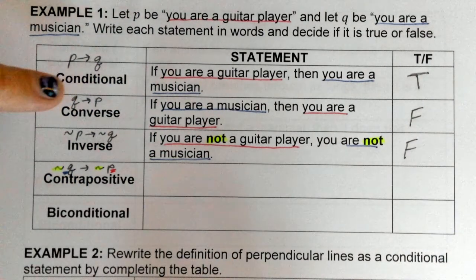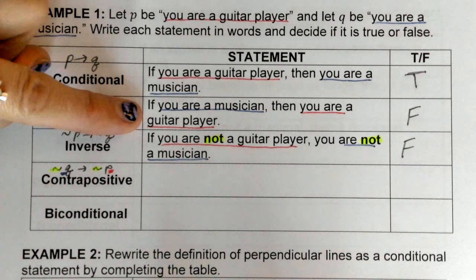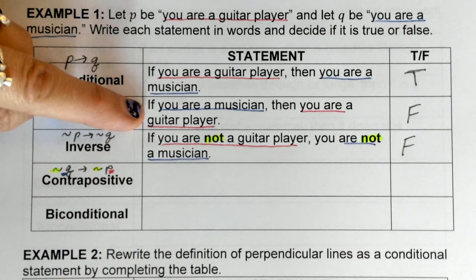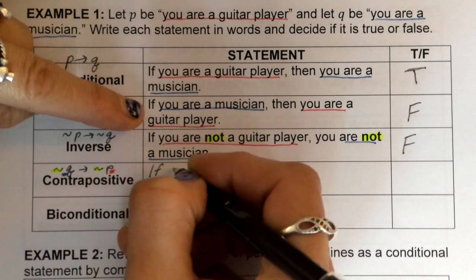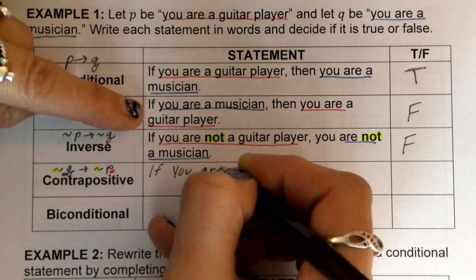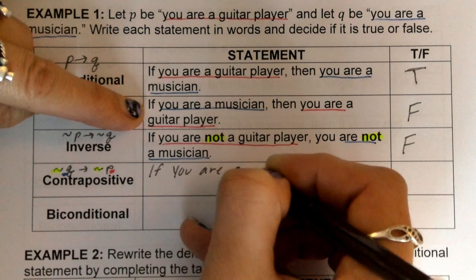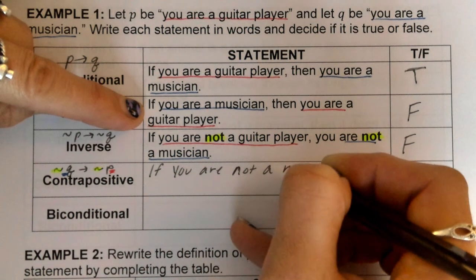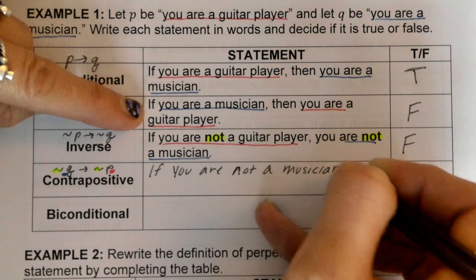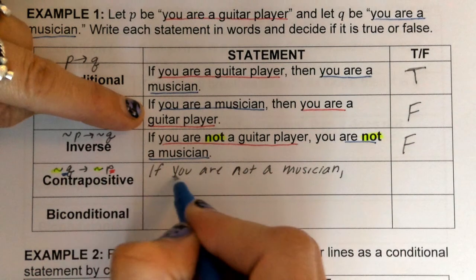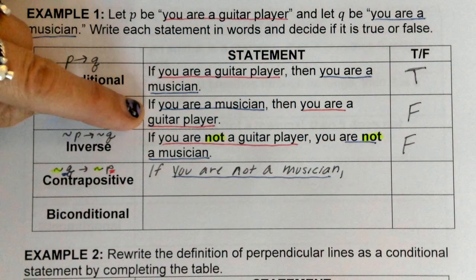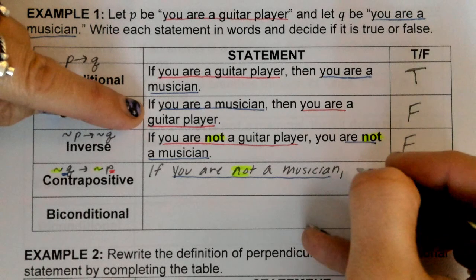So here we're going to take our converse, and instead of "you are a musician," what is the opposite of saying you are a musician? You are not a musician, sorry. So you say, "if you are not a musician," comma, one of these days I'll get better at this writing. So we have our conclusion first, but we have that opposite, that negation there.